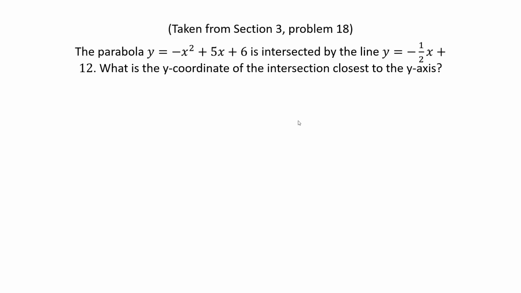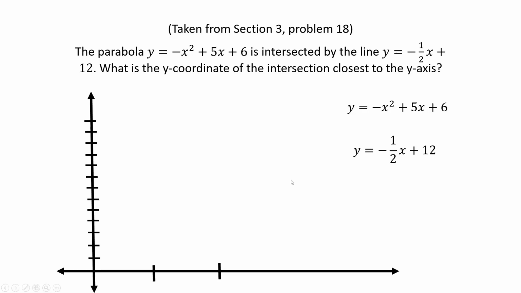This problem is regarding a system of equations. Here we have y equals negative x squared plus 5x plus 6, and y equals negative 1 half x plus 12. We're seeing where these two equations intersect on the coordinate axis. So let's take a look first at the equation for y equals negative 1 half x plus 12. What is the problem asking?